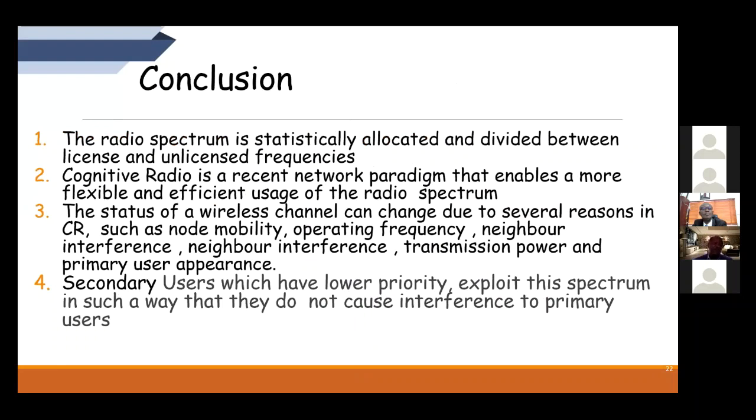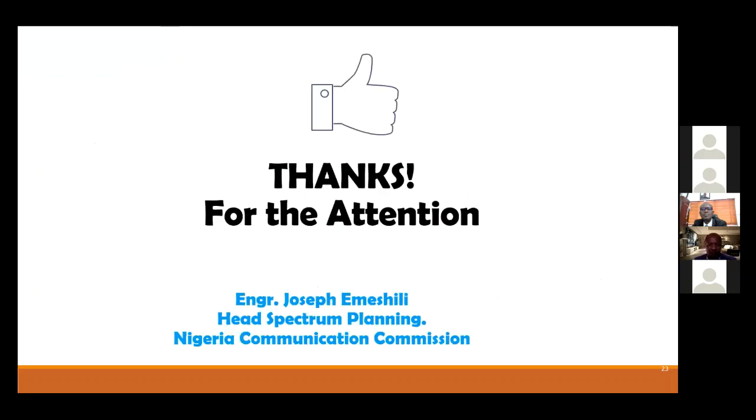In conclusion, the radio spectrum is statically allocated and divided between licensed and unlicensed users. Cognitive radio is a recent network paradigm that enables a more flexible and efficient usage of radio spectrum. The status of wireless channels can change due to several reasons in cognitive radio, such as node mobility, operating frequency, neighbor interference, neighbor transmission power, and primary user appearances. Secondary users, which have low priority, exploit this spectrum in such a way that they do not cause interference to primary users at all.